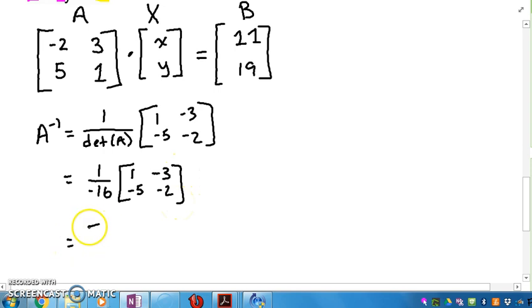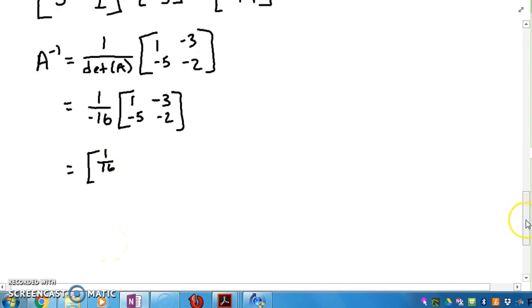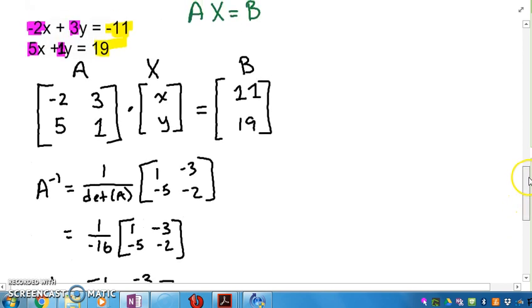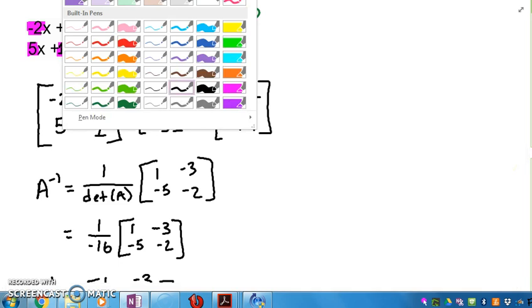And A inverse becomes 1/16, -3 over 16, -5 over 16, and -1 over 8 because that fraction reduced. So that's A inverse. Well, now we just multiply both sides by A inverse. And all I'll do is move over here to this other side so we have more room. I'll change colors.